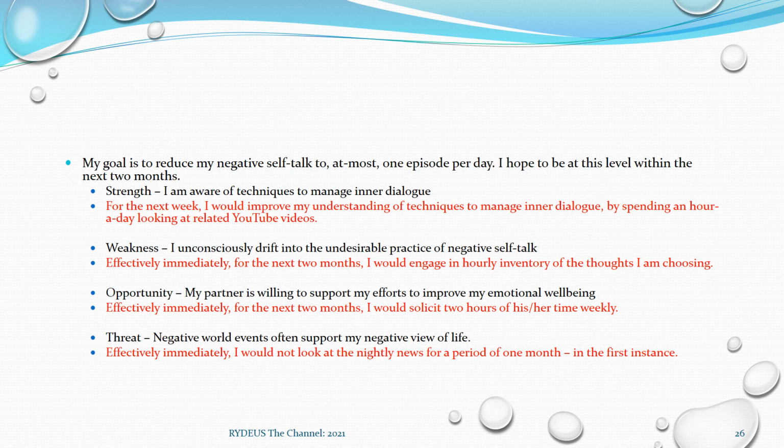Opportunity. Remember we said my partner is willing to support my efforts to improve my emotional well-being. And my process goal should allow me to take advantage of an opportunity. So here's what: effective immediately for the next 2 months, I will solicit 2 hours of my partner's time weekly. I could say to my partner, you're willing to support my efforts. Could we every Wednesday from 7 to 8 p.m. and every Saturday from 7 to 8 p.m. spend time where I'd share with you some of those things that are going on in my mind in which I'd like to make improvement? That's taking advantage of the opportunity.